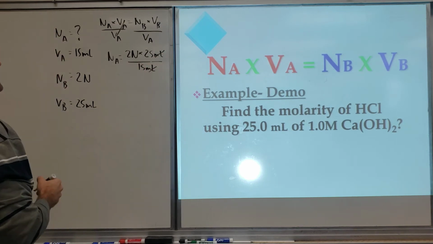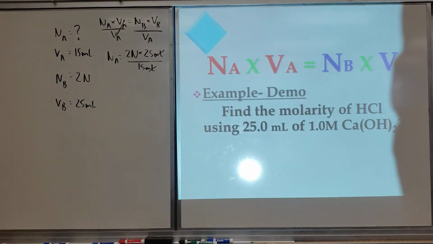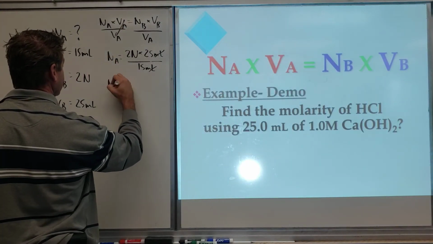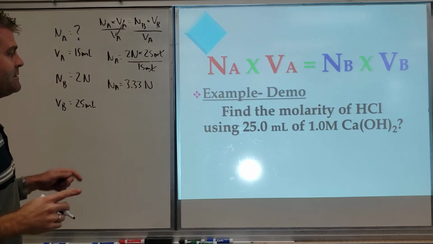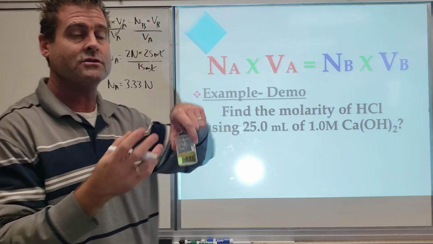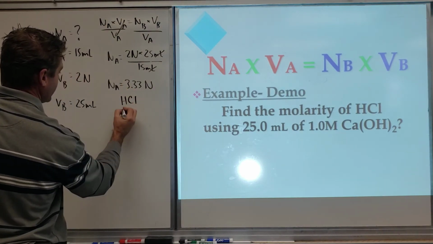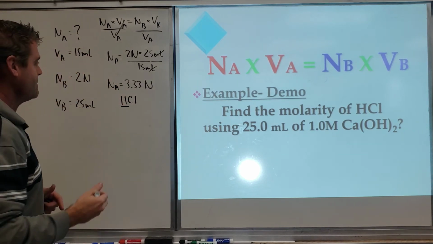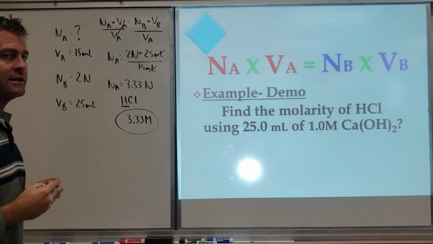2 times 25 is 50, divided by 15. I've got to do that. And I get 3.33. So the normality of my acid is 3.33 normal. But what I really wanted, because we don't typically use normality when we indicate the concentration of a solution, we use molarity. But think about it. Remember, my acid is HCl. For every 1 HCl, there's 1 hydrogen ion. So the normality is going to be the exact same thing as the molarity. So it's 3.33 molar. That would be the molarity of my acid.